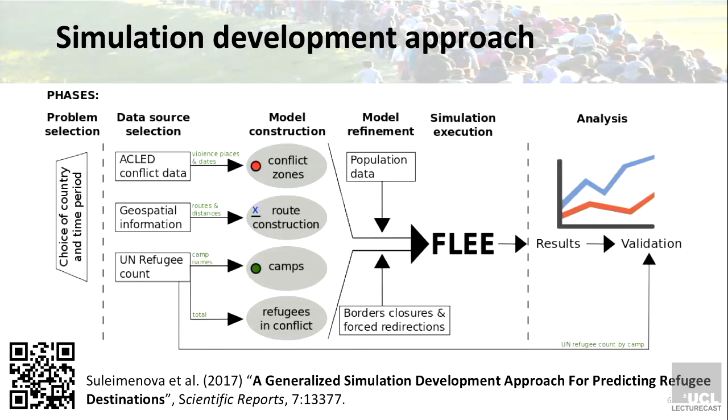And then we have Flee code. Flee code is written in Python. It actually executes our simulation. After running our simulation, we get our results, and then we analyze them and validate. So if you want to get more into detail, we have a paper and the QR code.